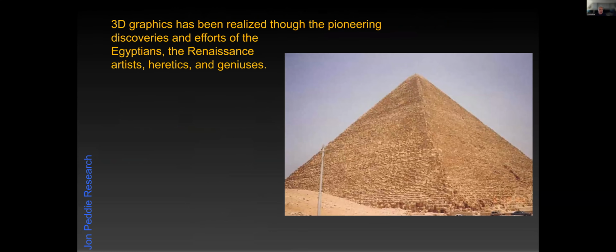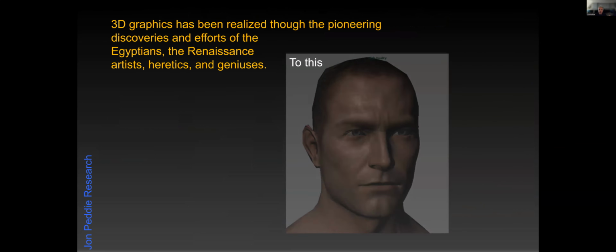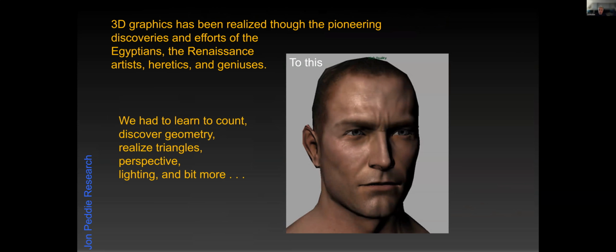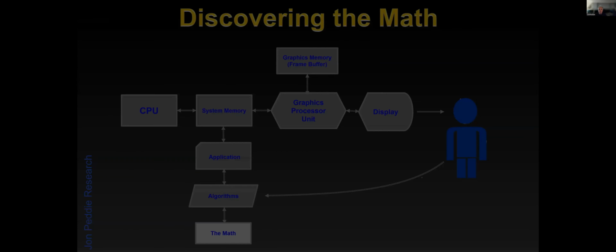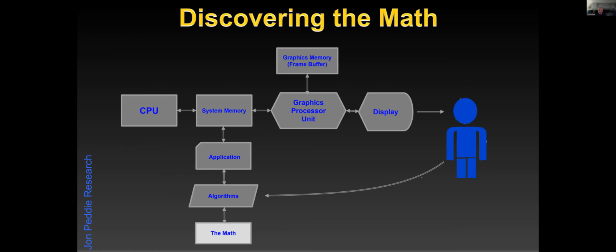So 3D graphics has been realized through the pioneering discoveries of the Egyptians, and then the Renaissance artists got it. Other geniuses in more modern times got it. But it all comes down to math. There's just no escaping that. Computer graphics is math. And if you're going to be a practitioner, now if you're just going to be a user, like maybe say an applications user or a CAD user or so forth, there's not so much math involved. But if you're going to build these systems or write the software, then there is math involved.